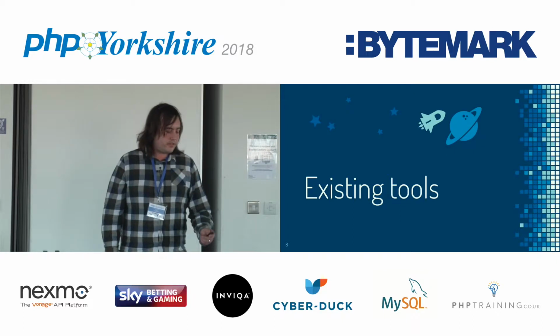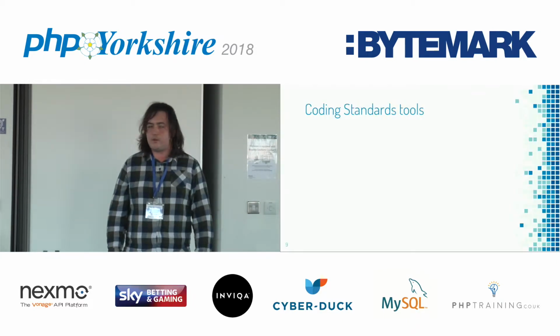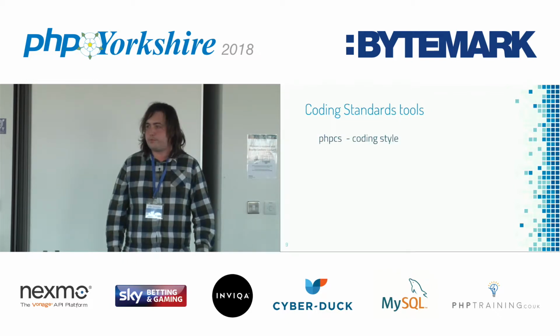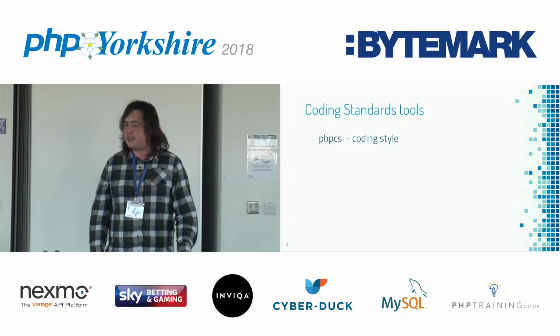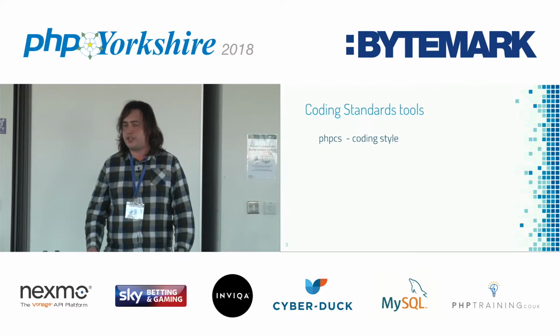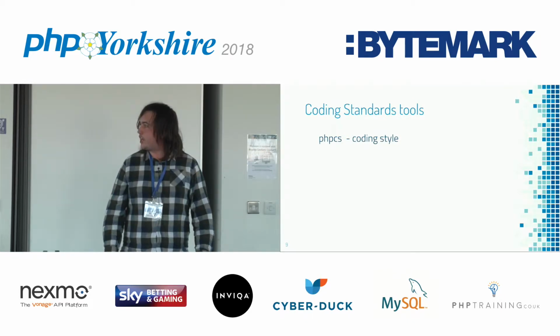So the existing tools. There's a lot of code standard tools for PHP. We're in quite a fortunate place. phpcs is probably the most widely known, widely used for coding style. So this checks that your white space is there. It can check that you've got type hints. It can check that you've got actual types if you're using PHP 7. It can check a lot of things.